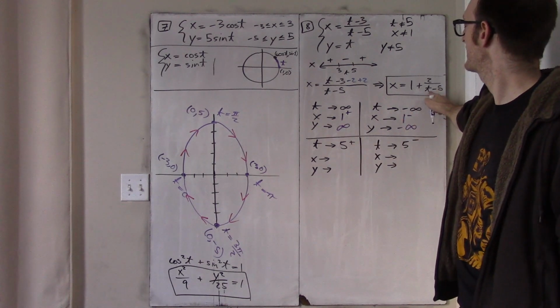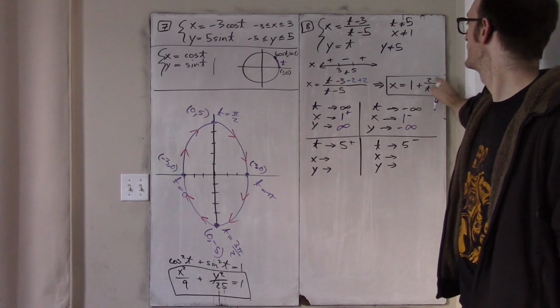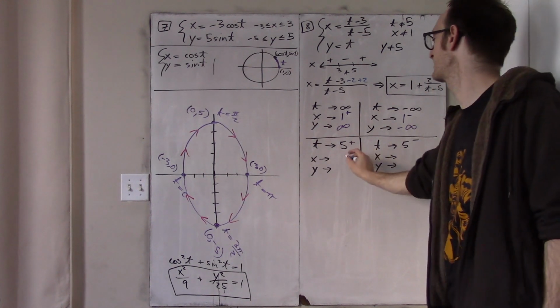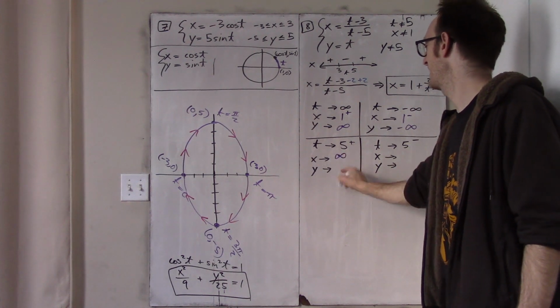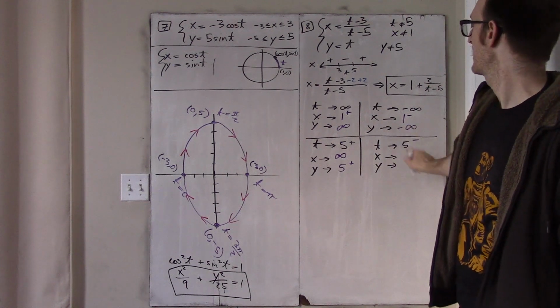than 5, then I can just glance right at this and see, okay, a little bit more than 5, the denominator is a tiny positive. 2 over a tiny positive is a huge positive, so x is going to infinity, and y is just going to 5 plus, because once again, y just is t.